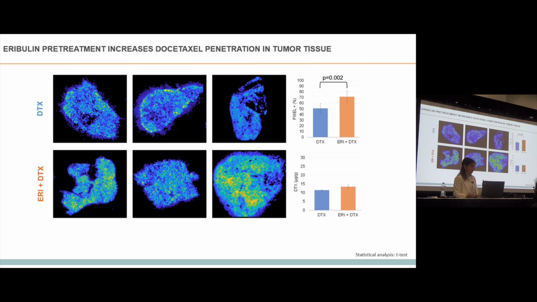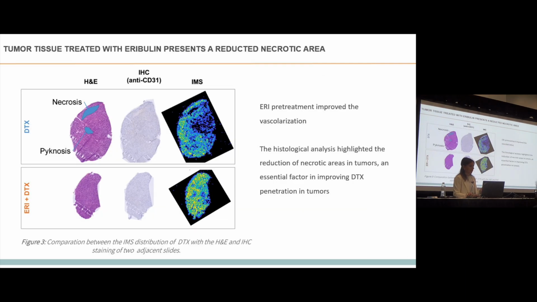These are the results. On the upper side of the slide we have the distribution of docetaxel in tumor tissue, and in the lower panel we have the docetaxel distribution in tumor tissue after the treatment with eribulin. We have a significant difference in concentration and penetration of docetaxel after the pre-treatment with eribulin. We deeply investigated the reason for this improvement in docetaxel penetration and distribution, and we found that eribulin pre-treatment can improve the vascularization in tumor.